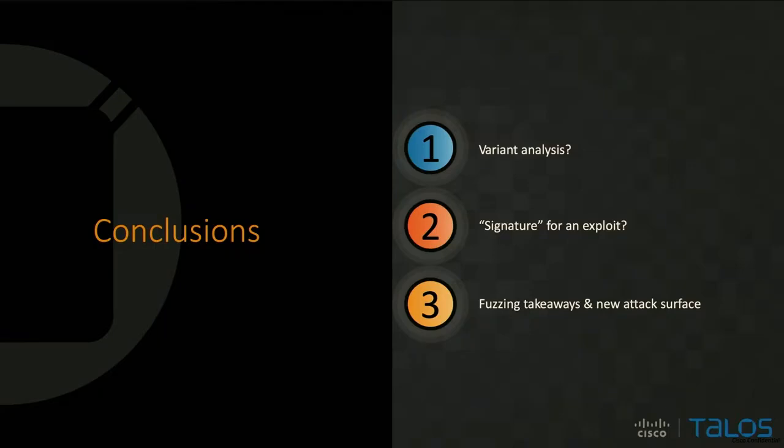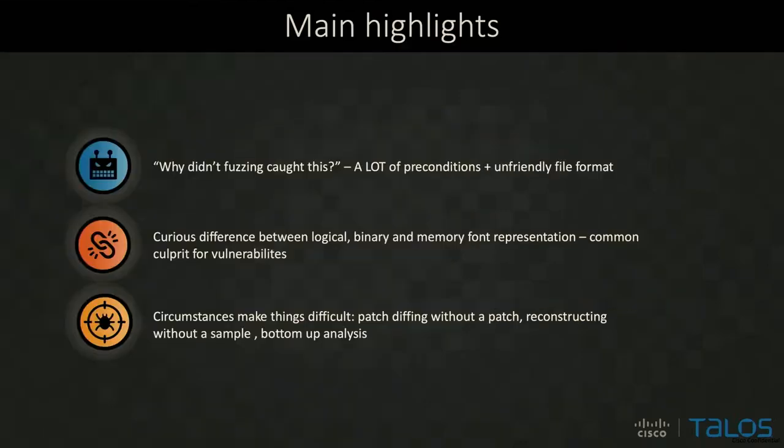Can we make a signature for the exploit? We can, yes, but it requires really dissecting the font file format, and that will slow things down and not be really scalable. I've already talked about some fuzzing takeaways and how you would do proper fuzzing with an understanding of this vulnerability. One of the main questions is why didn't fuzzing catch this in the first place? Well, I already mentioned that the font file format is unfriendly, and there are a lot of preconditions to actually hit this vulnerability. You need to really know what's going on to direct your fuzzer. And of course, a fuzzer can find it if you already know that the vulnerability is there.